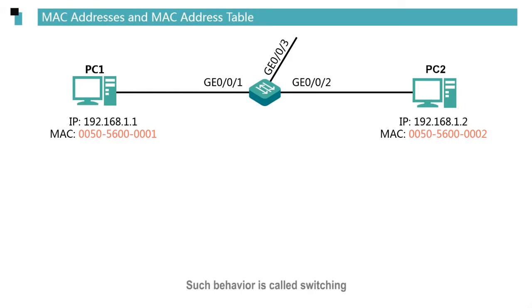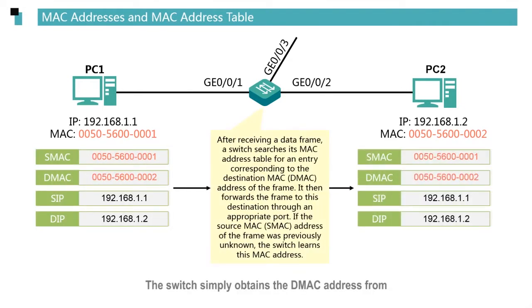Such behavior is called switching. The data frame is unchanged before and after switching. Therefore, switching technology is said to use transparent transmission. The switch simply obtains the DMAC address from the Layer 2 frame header, searches the MAC address table for this address, and forwards the data frame to the entry mapped to the address. The Layer 2 MAC address is called a hardware address. MAC addresses are burned onto NICs of PCs and routers before they are delivered.